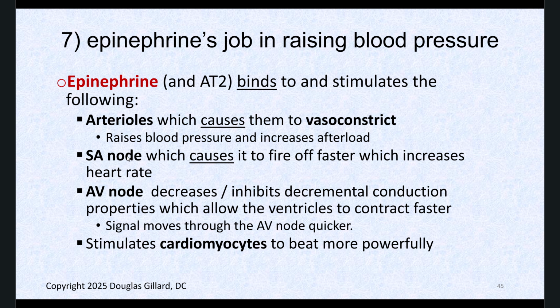Increase SA node firing, decreases or inhibits decremental conduction of the AV node, stimulates cardiomyocytes to beat more powerfully. It also stimulates arterioles to vasoconstrict in the body. So that's another function of angiotensin 2. That's a powerful mechanism right there.